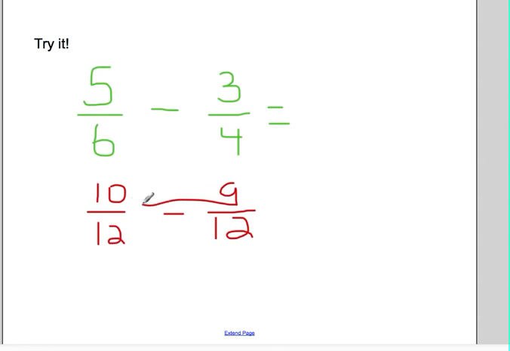Now I can subtract. Ooh, whoops, that was an accident. Now I can subtract. 10 minus 9 is 1. My denominator stays the same. 1/12 cannot be reduced any further.